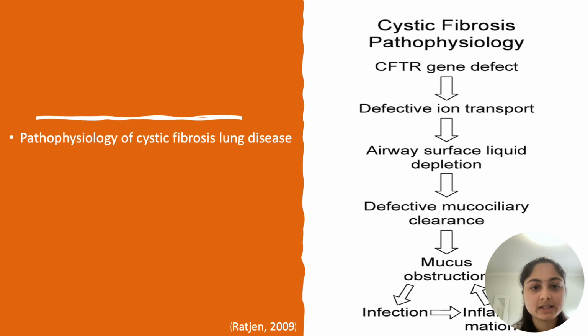So let's have a look at the flow chart on the screen, which is showing the pathophysiology of cystic fibrosis lung disease. As we can see in the flow chart, the CFTR gene defect results in defective ion transport, and because of that, there is airway surface liquid depletion, and because of the liquid depletion, there is defective mucociliary clearance, which causes mucus obstruction, leading towards infections and then inflammation.